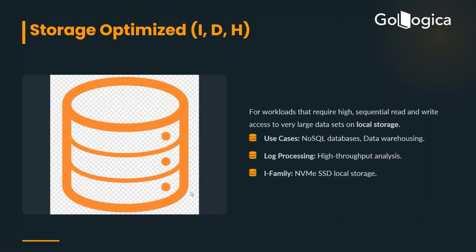And here comes the storage optimized family again. Now, the I and D H families are for workloads that require high sequential read and write access to very large data sets on local storage. Definitely, this will also be important for your databases, because when you need low latency access to the data, if the data is available in that local storage, then the access will be faster. You can access it faster than if it is present in some network device.